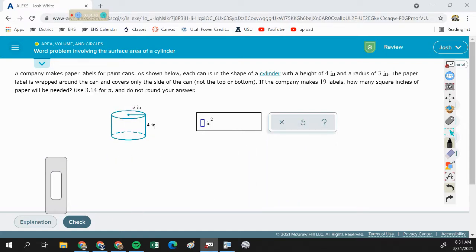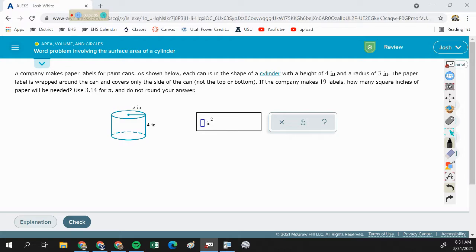Okay. So this first question wants to know, a company makes paper labels for paint cans, and we have a cylinder that is 4 inches tall and has a radius of 3 inches. How much area or how much paper will the company need if it wants to make 19 labels for these cans? Okay.